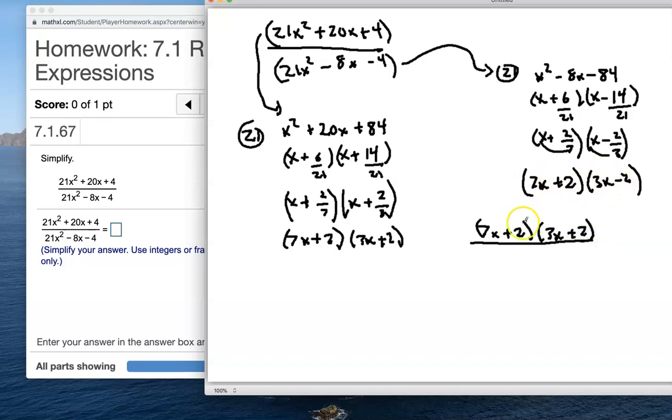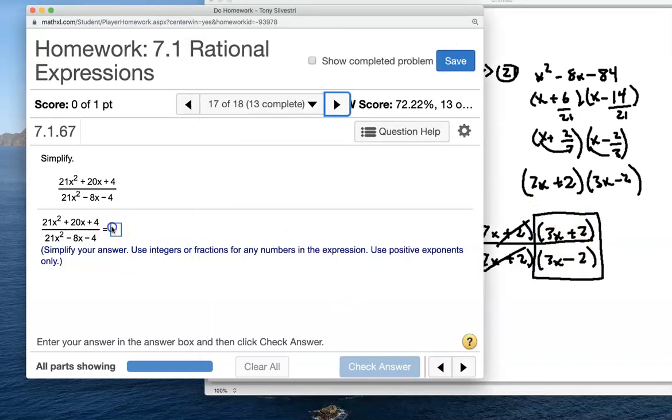Now take this as the bottom, 7x plus 2. And this is 3x minus 2. With all this work, the only thing I can cancel is that same bundle, 7x plus 2, 7x plus 2. These are not opposites. It's not 3 negative 3x. So I'm going to say that's the answer right over here. After all that hard work, I better not get a red box.